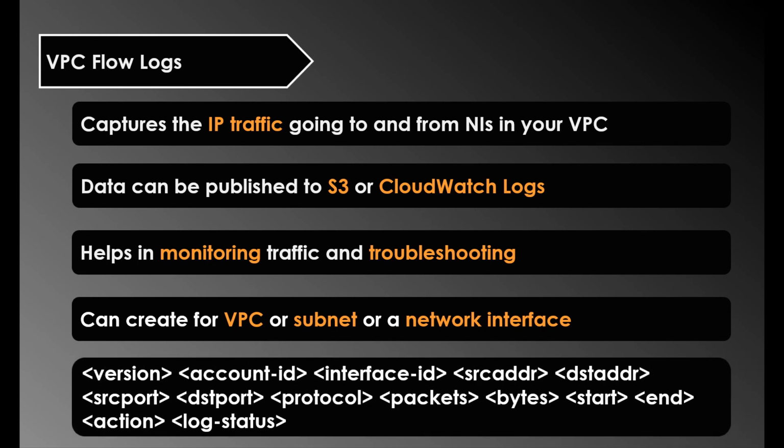So this is how a sample flow log record looks. It has the version, the account ID where your VPC exists, the network interface ID, the source and destination addresses followed by the source and destination ports, the protocol, number of packets, number of bytes, the start and end time of the particular record, the action associated with the traffic, which can be either accept or reject, and also the log status.